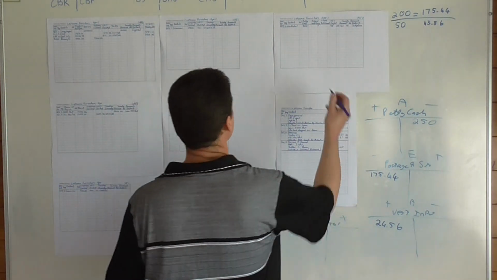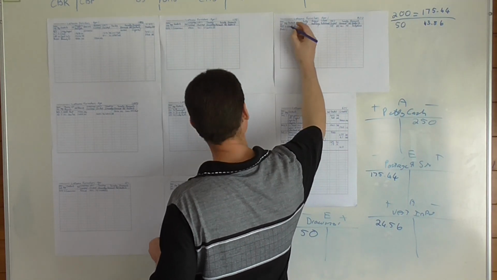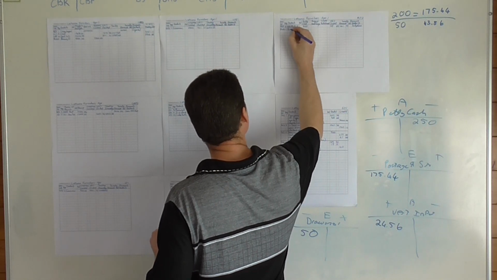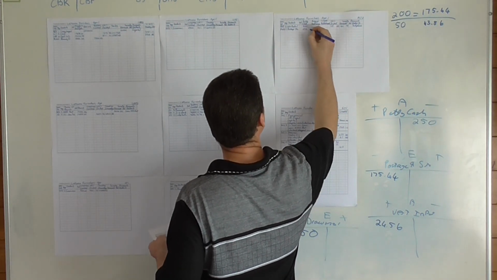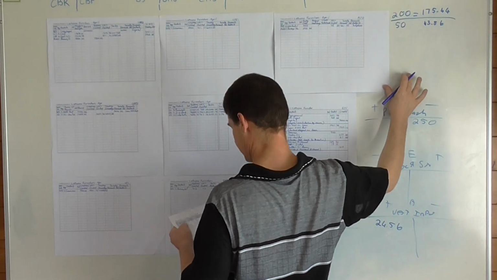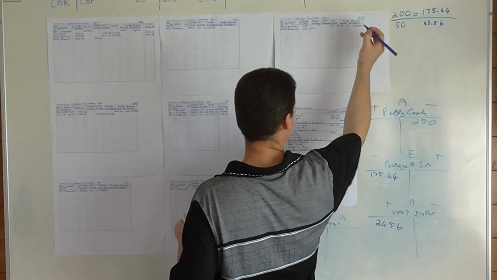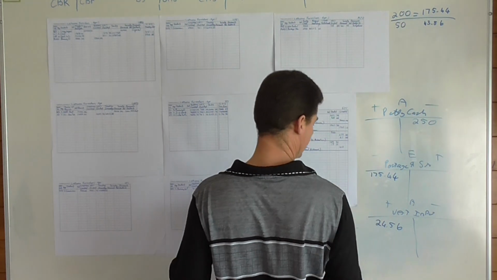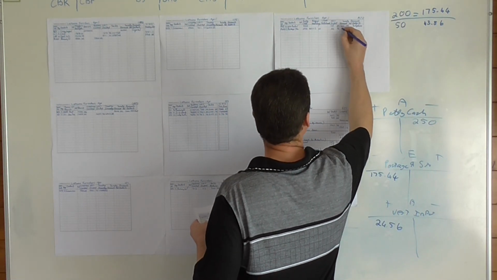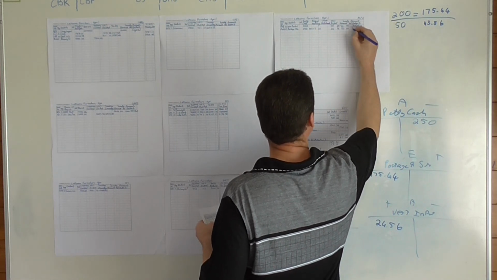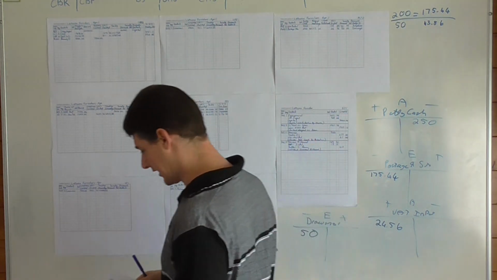So let's just put this into your petty cash journal. PV10, 13. It'll be postage stamps, 250. Postage and stationery is 175.44. VAT input 24.56, and then 50 will be drawings. Okay, here we go.